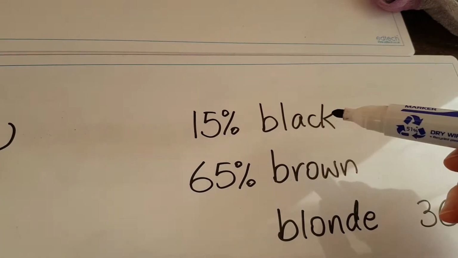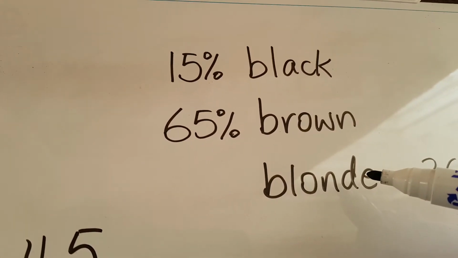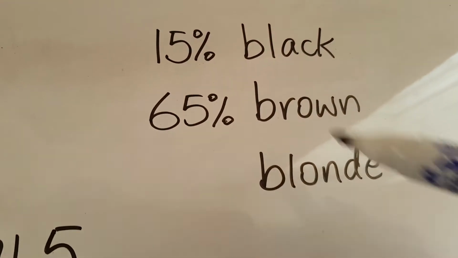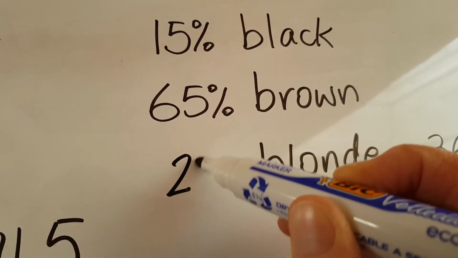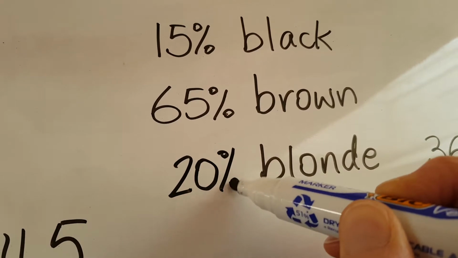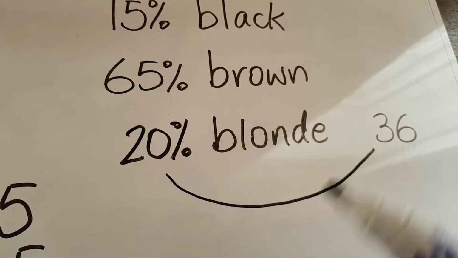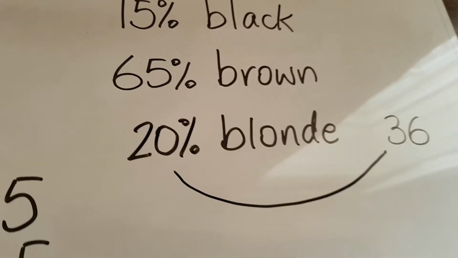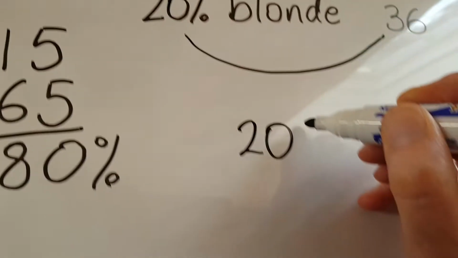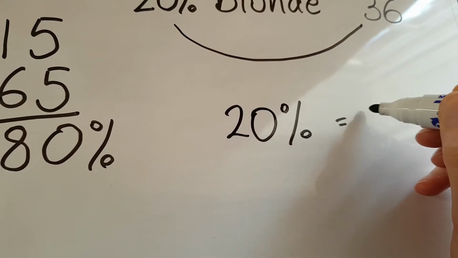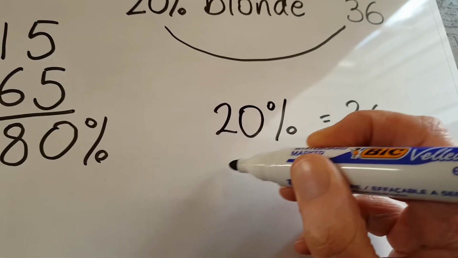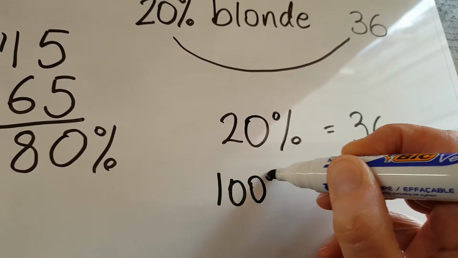So if these two make 80%, then the percentage of children with blonde hair must be 20%. So now I know that 20% of my number is 36. So if 20% equals 36, how could I find 100%?